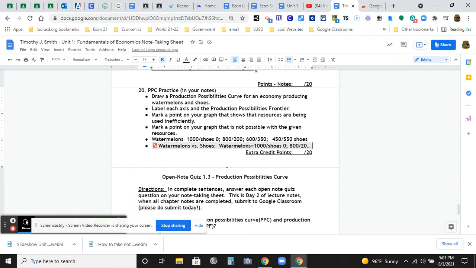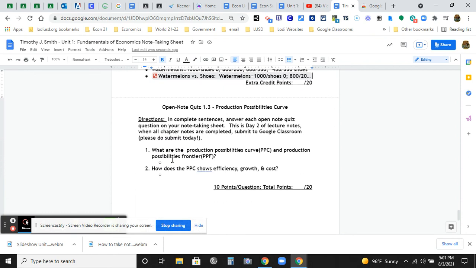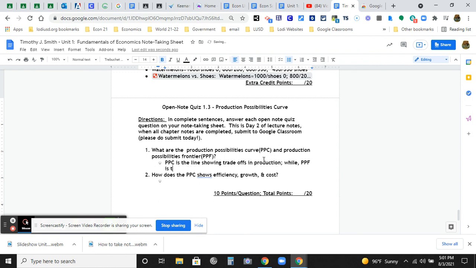So I told you the graphing is going to be basic and quick. I don't know if I can make it any quicker. Production possibilities curve. Okay, I think I know what this one is. PPC is the line showing trade-offs in production. While, see, I'm still making it a sentence. PPF is the maximum production.